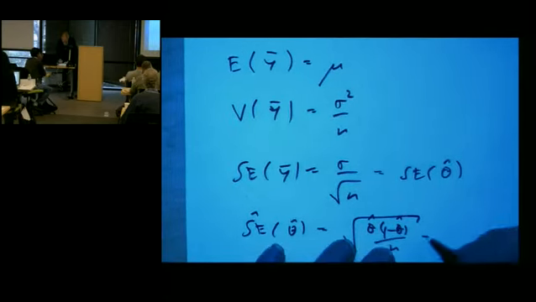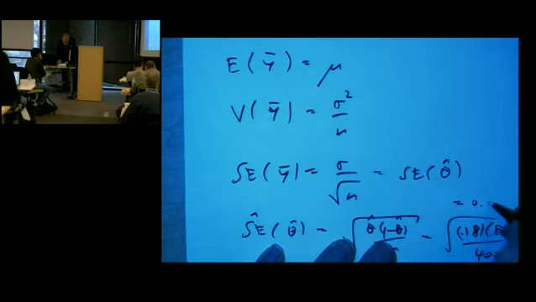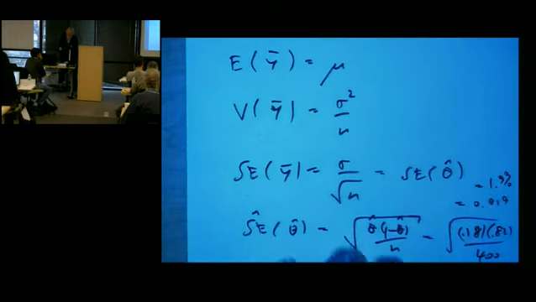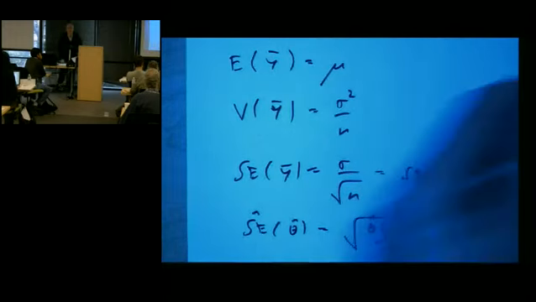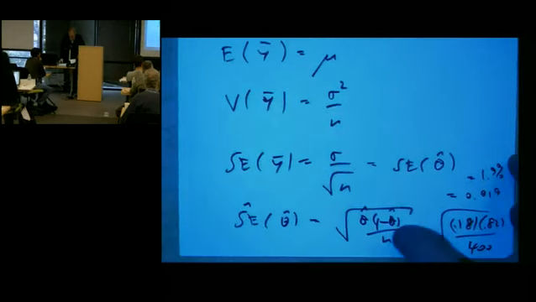And so here, that's going to come out the square root of 0.18 times what's left from 1, 0.82, over 400. And when you do that on your pocket calculator, you get 0.019, otherwise known as 1.9 percentage points. So that's the answer for the standard error.